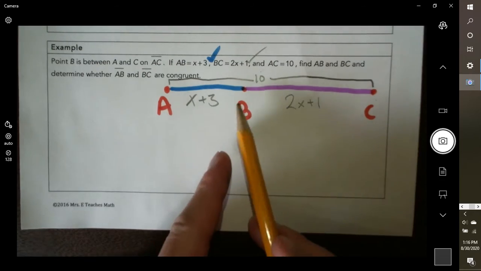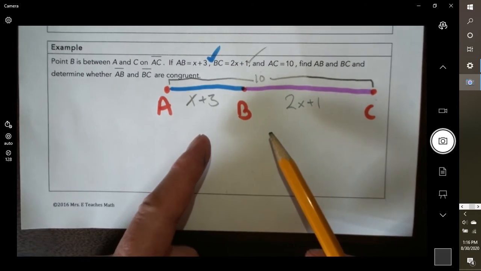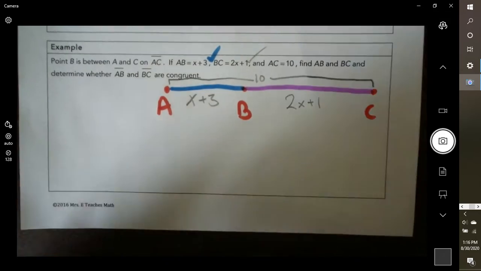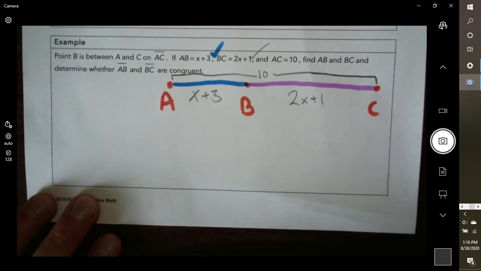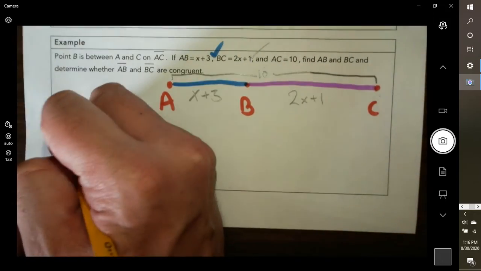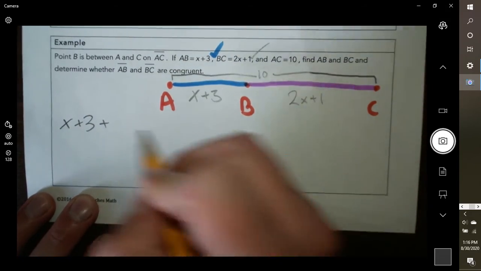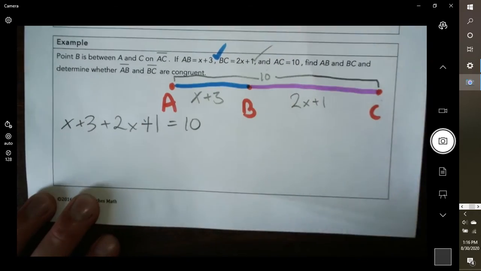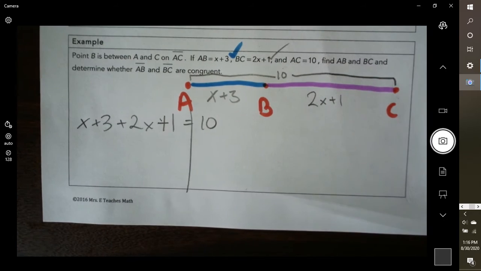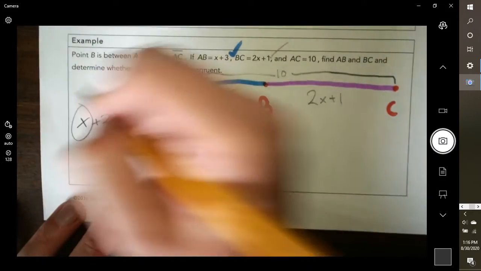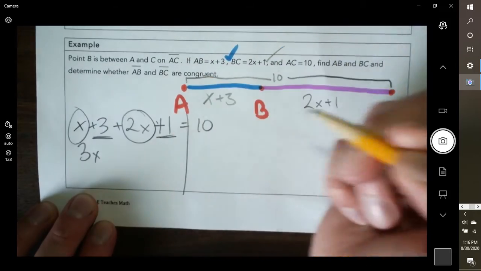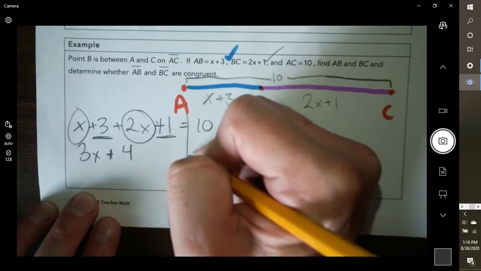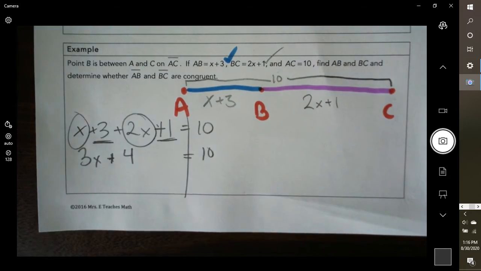So let's go ahead and set this all up. We're pretty much adding these sections together to equal that whole length. So let's write that out: x plus 3 plus 2x plus 1 equals 10. Before we start adding and subtracting, let's combine like terms. We have an x and 2x, that'll be 3x. I have a positive 3 and a positive 1, which give me a positive 4. And I still have an equals 10 on the other side.